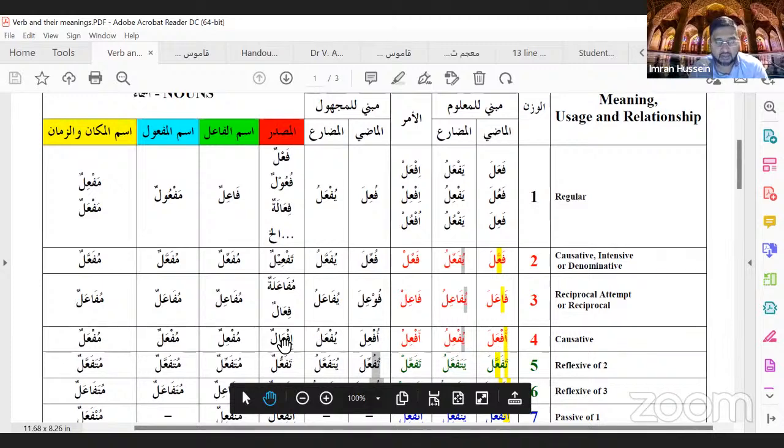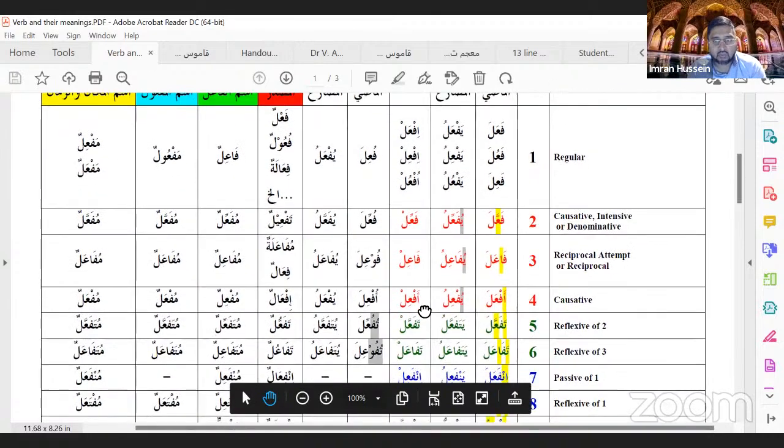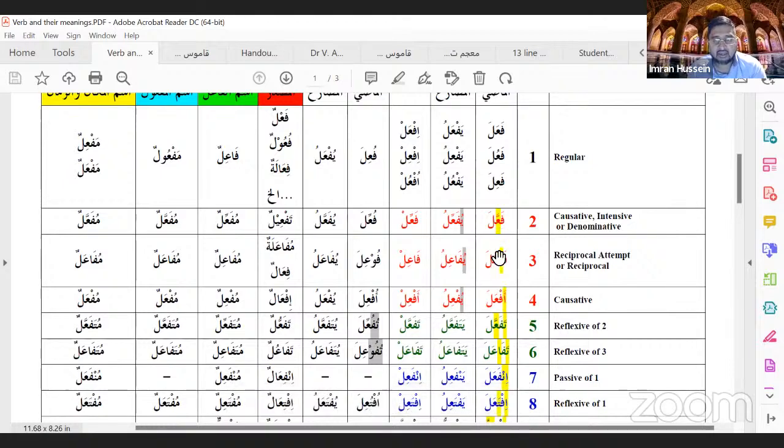Masdar is called the root word. Every verb has a different root word. So this is anzala, yunzilu, inzal. And akrama, yukrimu, ikram. The next one we are going to focus on has a yellow marking, which exists to show what changes have taken place, so that it is not mistaken for additional letters added to it.